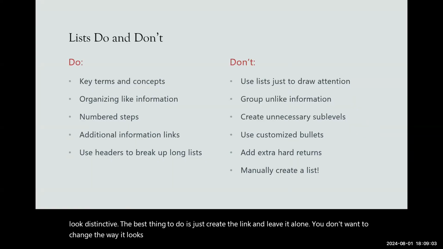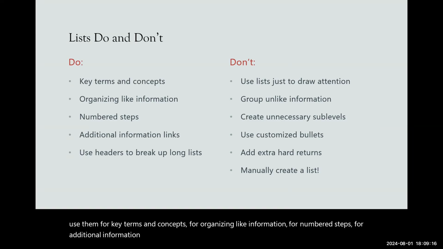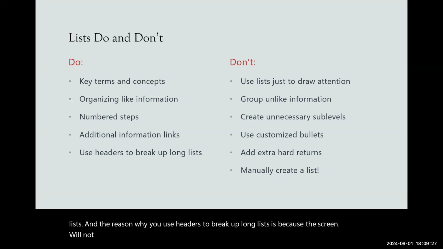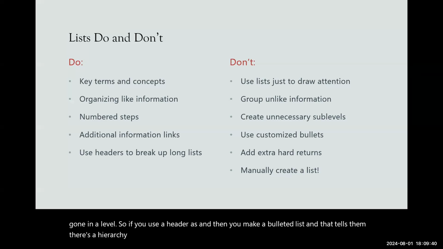Now lists, there's some do's and don'ts for lists. Do's are, you use them for key terms and concepts, for organizing like information, for numbered steps, for additional information, and you use headers to break up long lists. And the reason why you use headers to break up long lists is because the screen reader will not tell the end user that you have gone in a level. So they don't know you've gone in a level. So if you use a header and then you make a bulleted list, then that tells them there's a hierarchy there. You don't use lists just to draw attention.